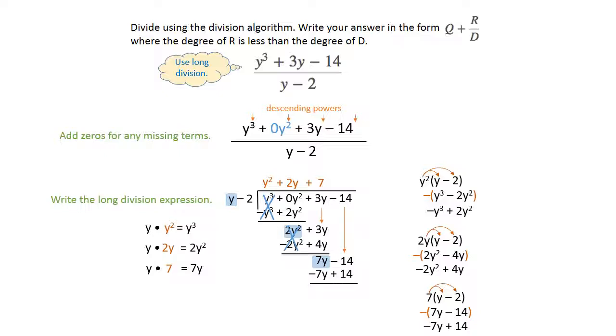Everything's lining up. And in this case, because I told you at the beginning we don't have a remainder, our 7y's cancel out and our 14's cancel out, leaving us no remainder, which means the quotient that we wrote, the y squared plus 2y plus 7, is actually our final answer.